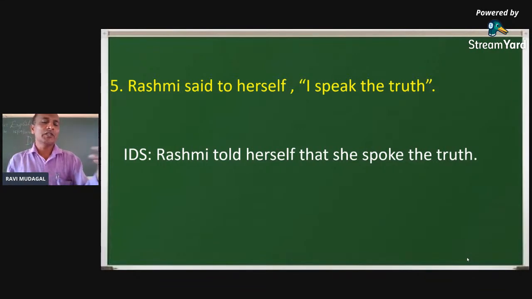Here "I" belongs to Rashmi. In the sentence "I speak the truth," "I" belongs to Rashmi. So instead of "I," we should use "she." In indirect speech, we have used "she" instead of "I" because "I" belongs to Rashmi. Right? See, the direct speech is, Rashmi said to herself, "I speak the truth."